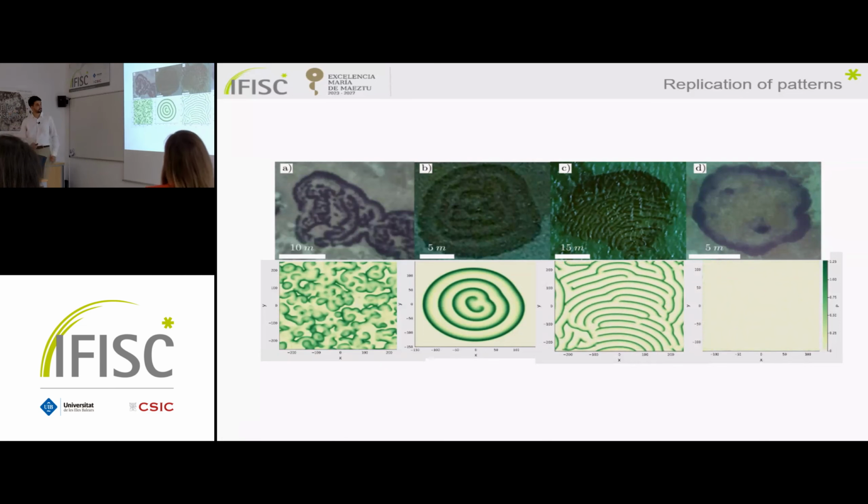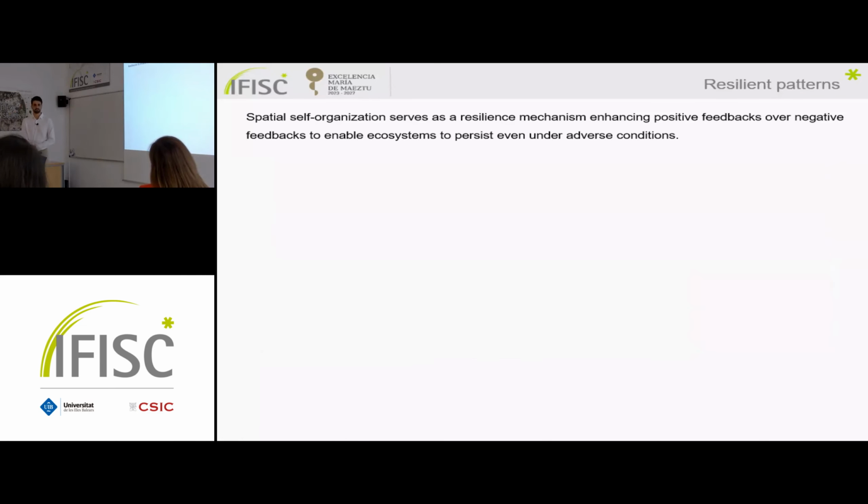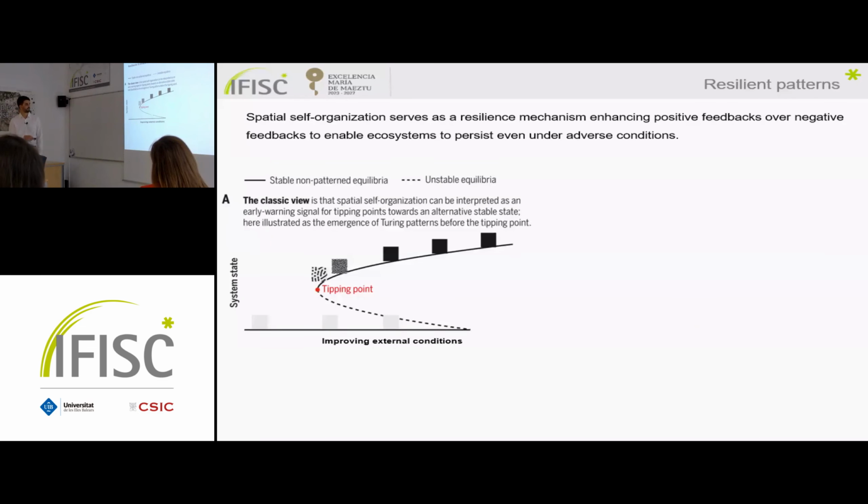So this can be connected with some ecological studies, present ecology ideas. That is that spatial self-organization can serve as a resilient mechanism for ecosystems. So a classical view in this was that we have our ecosystem. At some moment, we will have a T-point, and the formation of pattern is just a warning to tell us that we are very close to this point, after which the system will collapse.